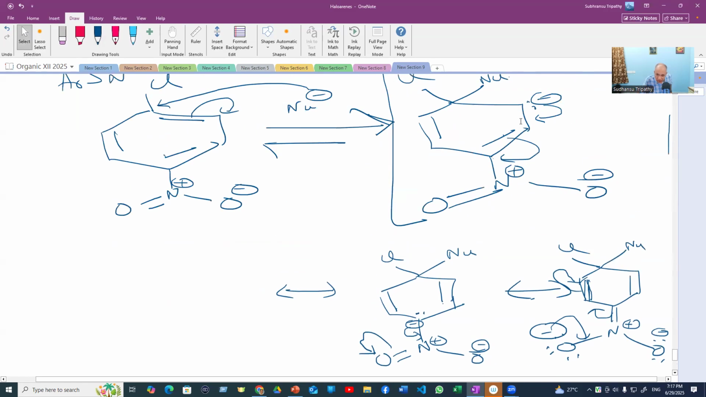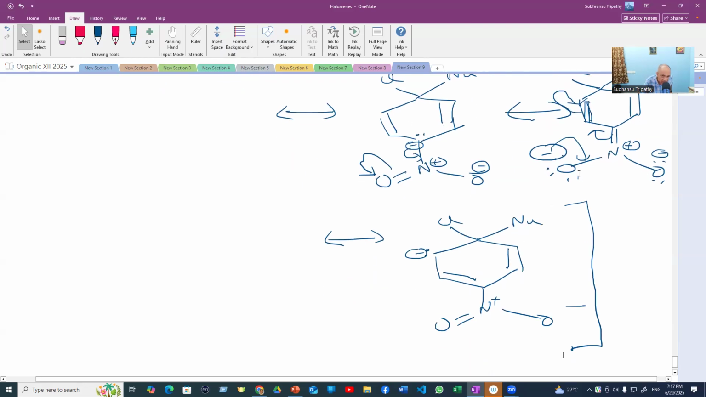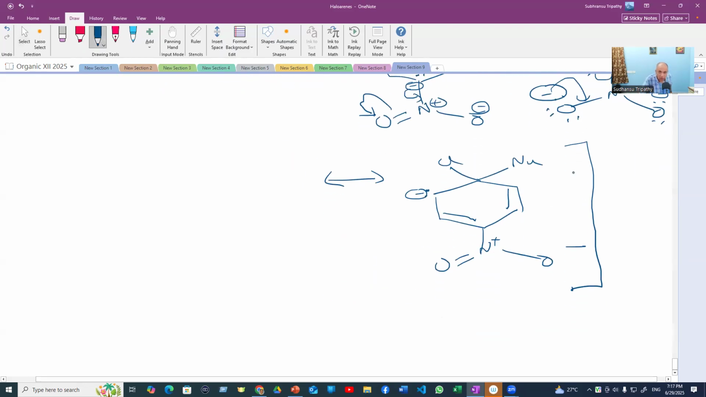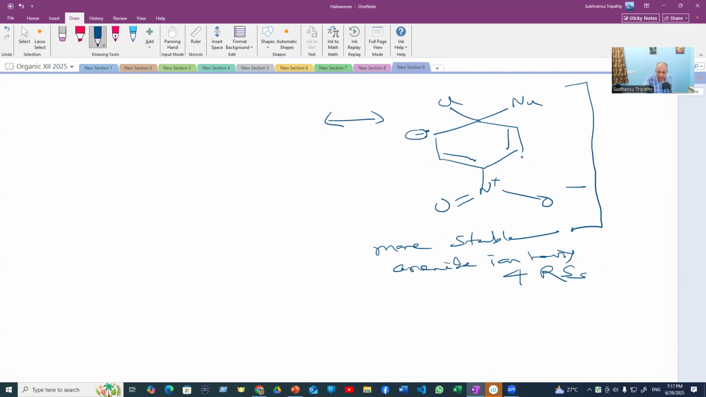The original ones, 2, and this one is the new one, where the nitro group is taking part in resonance. It is withdrawing the para lone pair towards the other oxygen and giving another resonance structure. So a more stable arenide ion having 4 resonance structures. And then the second step, which is fast, is nothing.